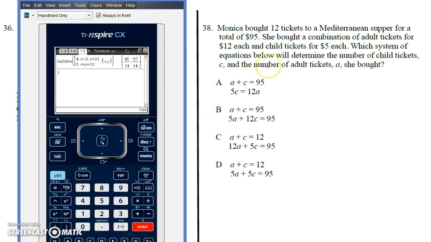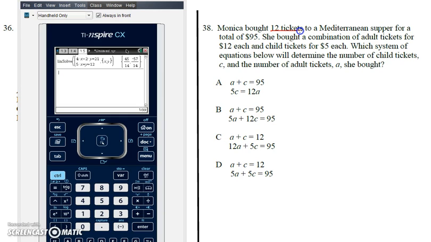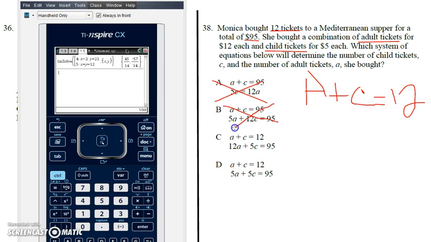Now in problem 38, we have that Monica bought 12 tickets. So my total of tickets is 12. And she paid how much money? $95. So she has different kinds. She bought adult tickets, and she also bought kids tickets. So I know in total there were 12. So you should know that A plus C has to be equal to 12, because we're talking about the amount of people. So you know A is out, at this time B is out, and I'm between these two.